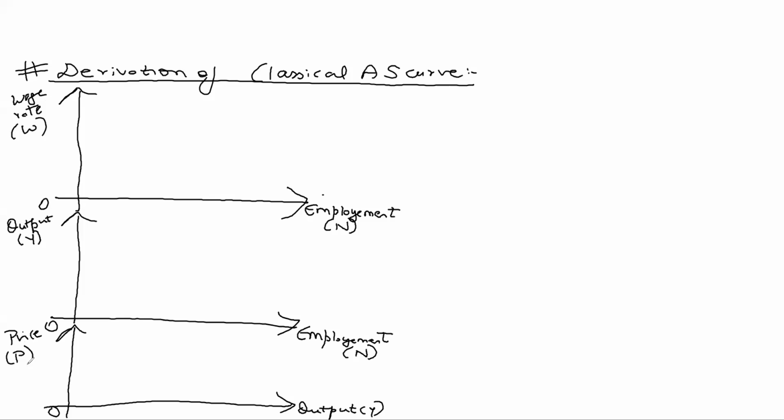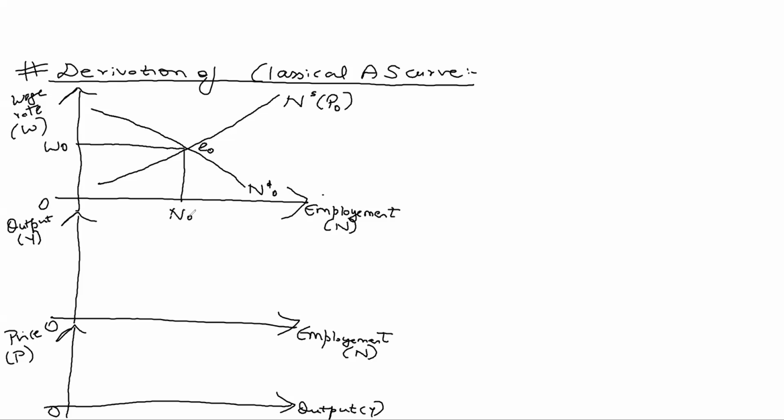So in the first, this is my labor market, the first diagram. This is my labor demand curve, which is downward sloping. When the wage rate falls, firms demand more labor, so the labor demand curve is downward sloping. The labor supply curve is upward sloping. The labor supply curve is drawn for a given level of price, P0. Initially, my labor market is in equilibrium at point E0. My wage rate is W0 and my level of employment is N0.